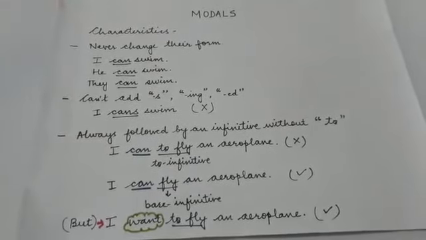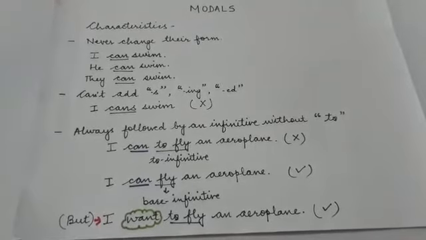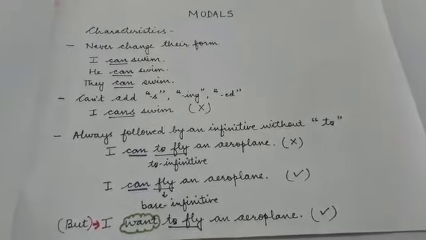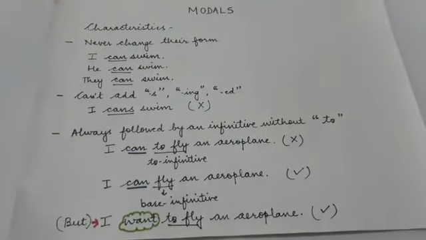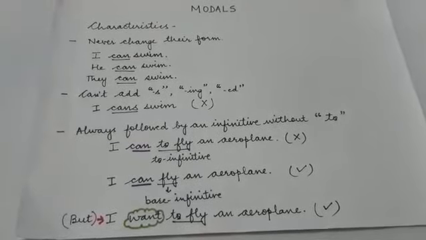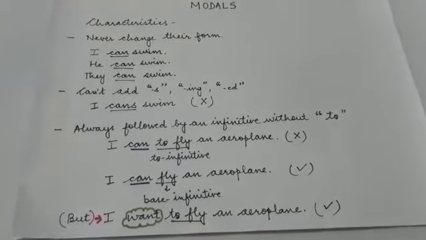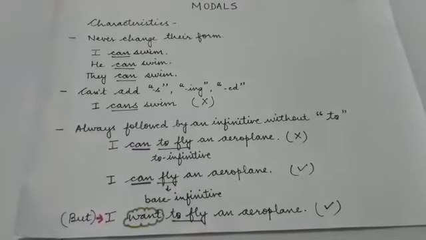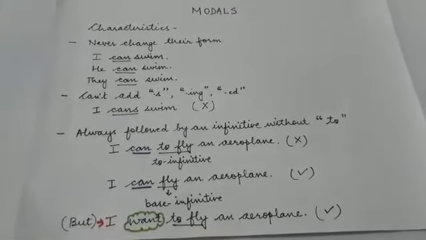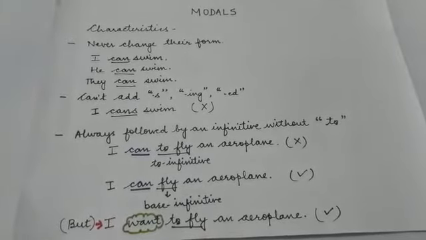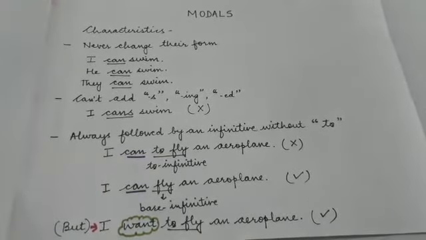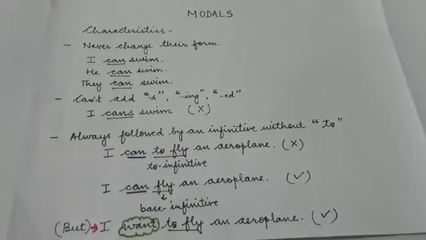Let's look at the third characteristic. The modals are always followed by an infinitive without to. Now what do we mean by the word infinitive? Now let's have a look at the example first. I can to fly an aeroplane. Now can is the modal. Now you know it very well. Now what is to fly? Now as I've mentioned, to fly is a to infinitive. So basically a to infinitive is to plus verb's first form. So fly. So to fly is a to infinitive.